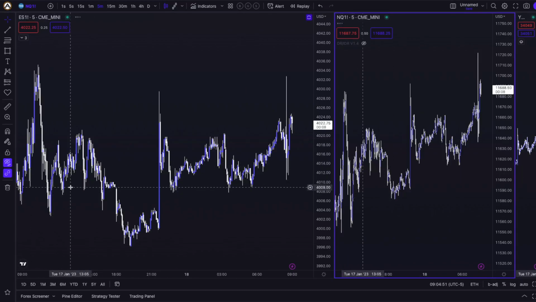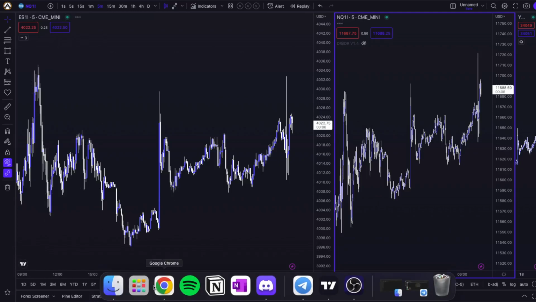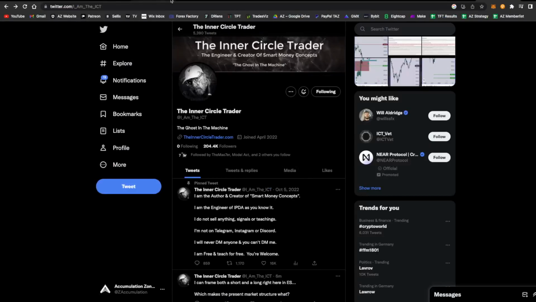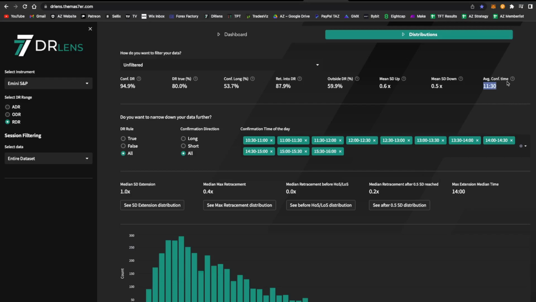Is Lens EST time or local time? Lens is according to New York local time. I think, yeah, 100%. Let's have a look. Time of day when the confirmation occurred, 11:30. It wouldn't make sense otherwise, that's going to be 11:30 a.m. I think in the smart money concept industry or ICT concept industry, if they mention a time, it's always going to be UTC -5, or UTC -4 in summertime. So that's New York local time.